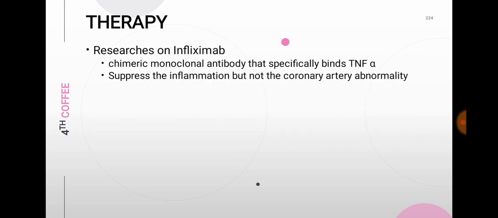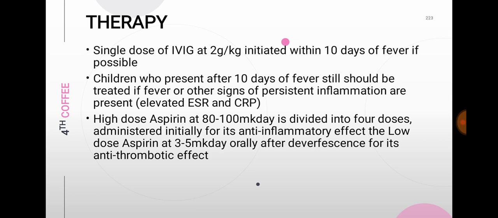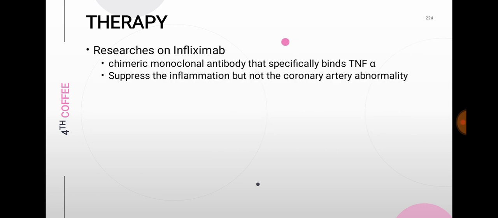Okay, so what else do we do? We give aspirin, as I said earlier, high dose for the anti-inflammatory effect at 80 to 100 milligrams per kilo per day. And then after the fever lyses, we reduce it to a dose for the antithrombotic effect at 3 to 5 milligrams per kilo per day up to 6 to 8 weeks after the disease. There have been researches also in other medications, but we still use IVIG.